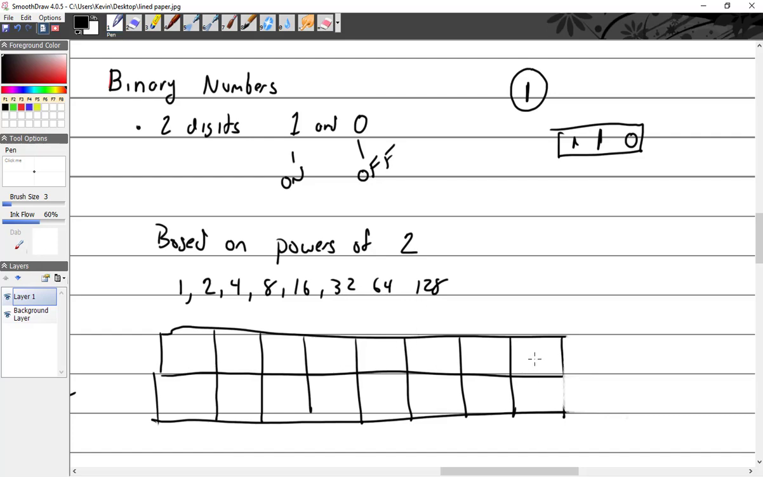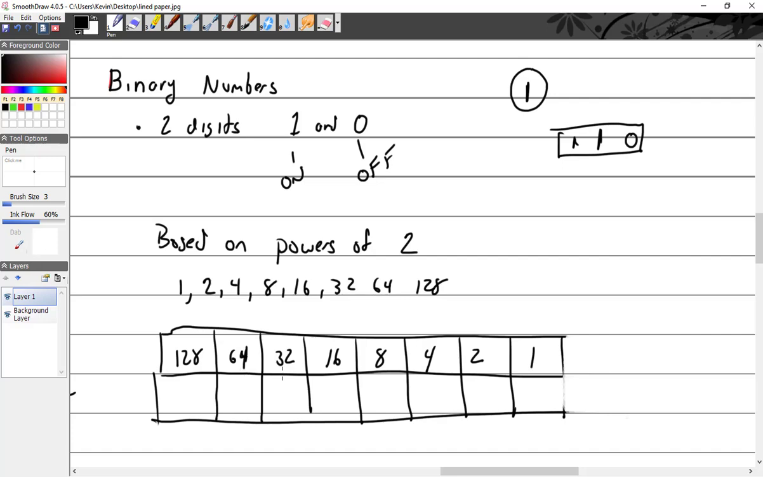To do all of the binary problems, start on the opposite side. What's the first number? 1. Next one? 2. 2 times 2 is 4, 4 times 2 is 8, 8 times 2 is 16, 16 times 2 is 32, 32 times 2 is 64. So 1, 2, 4, 8, 16, 32, 64. Just draw a grid like that. That's your tool.